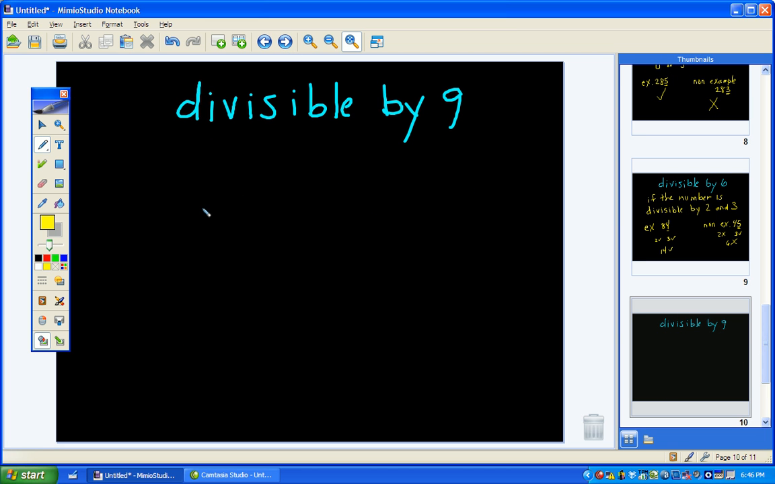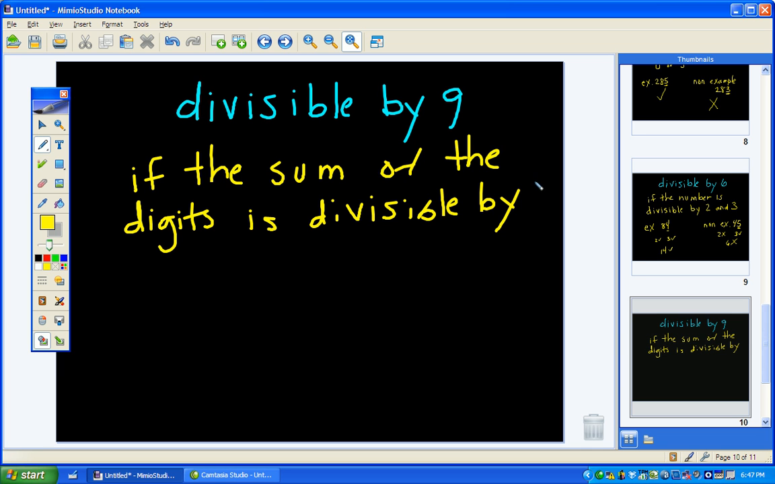The divisible by 9 is very similar to the divisibility rule for 3. If the sum of the digits is divisible by 9, then it is divisible by 9 for the whole entire number. Let's look at an example and a non-example, very similar to the 3 rule.